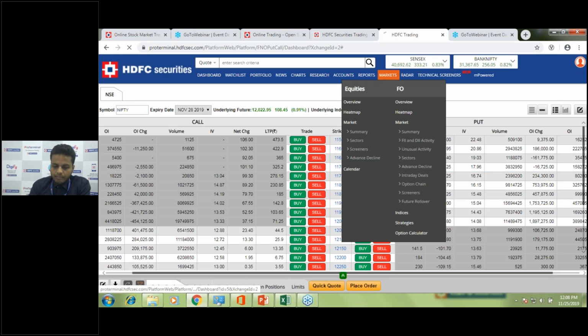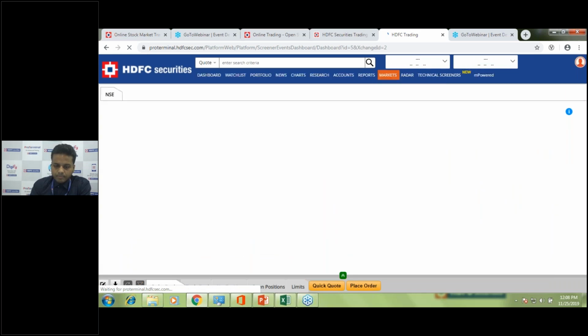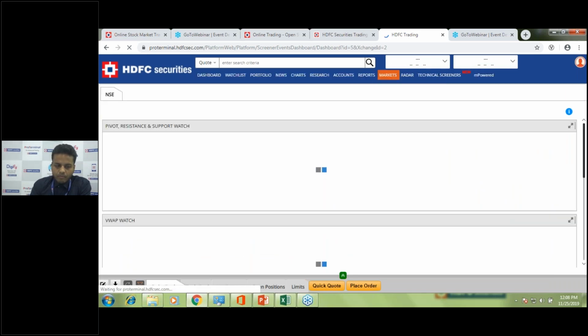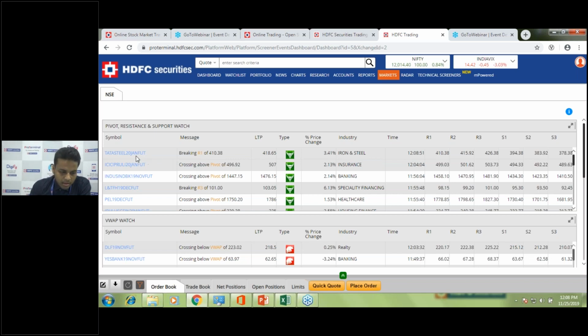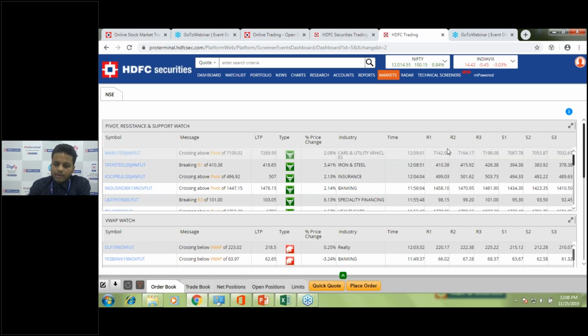And again, we have a screener in our market section, which will provide you the basic support and resistance, any stock closing above pivot point or breaking R1. So Tata Steel January future just now is breaking the R1 level. You can see on the right hand side R1, R2, R3, S1, S2, S3. Just around 12:09 Maruti crossed the pivot point, and just a few minutes ago Tata Steel crossed the R1 level at 410.38. So these are the type of signals that you will get on a live basis.